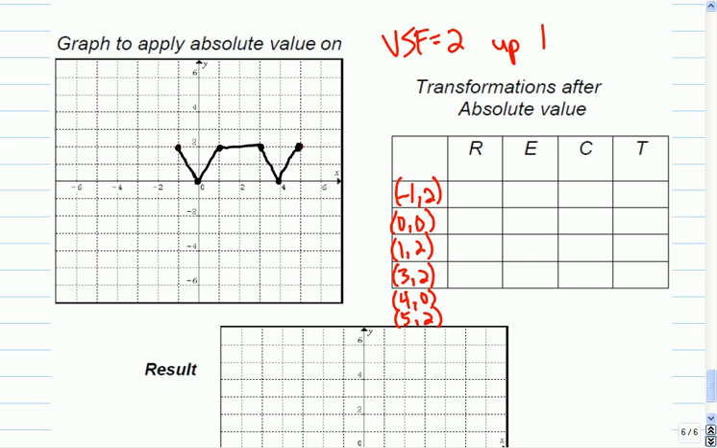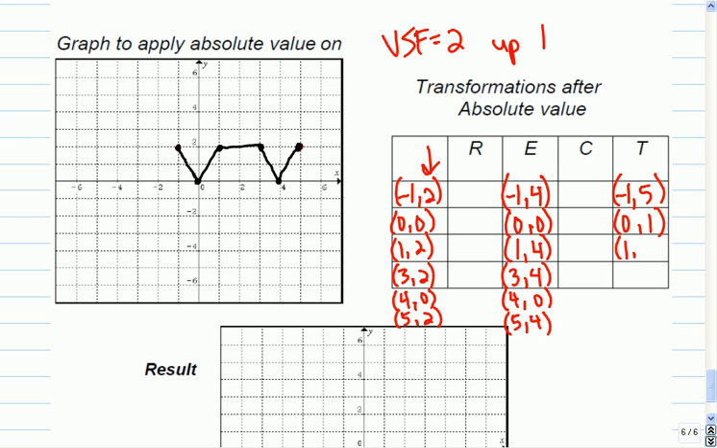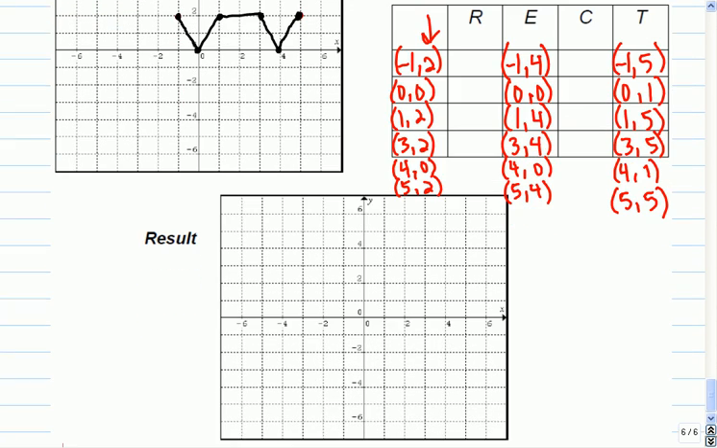So no reflections to worry about vertically, so I'm going to be dealing with the y coordinates here. -1, 4, 0, 0, 1, 4, 3, 4, 4, 0, and 5, 4. Then I'm going to move everybody up by 1, and that'll give me the placement of the final graph. Okay, so I should end up with this set of points, and I'll double check it by plotting them to make sure that it does resemble that graph here.